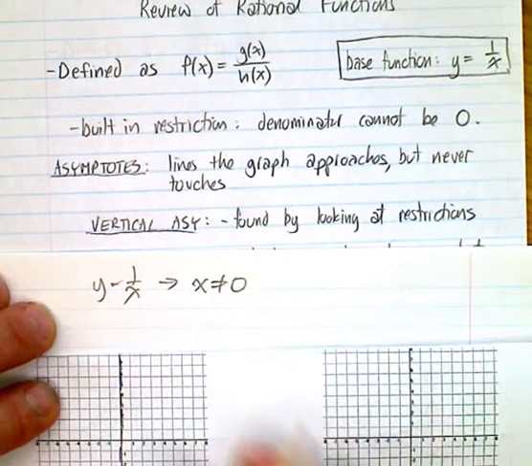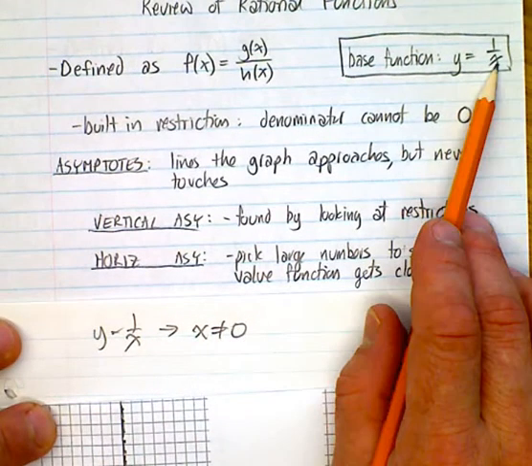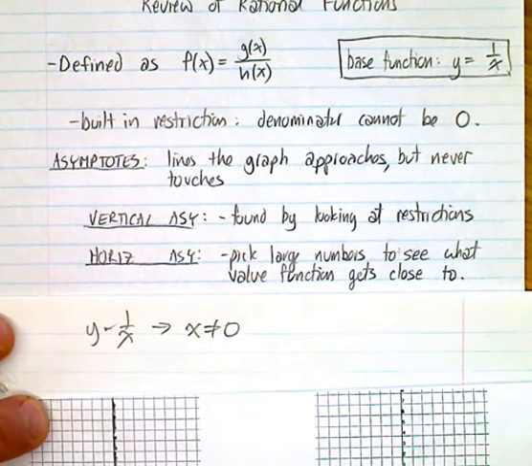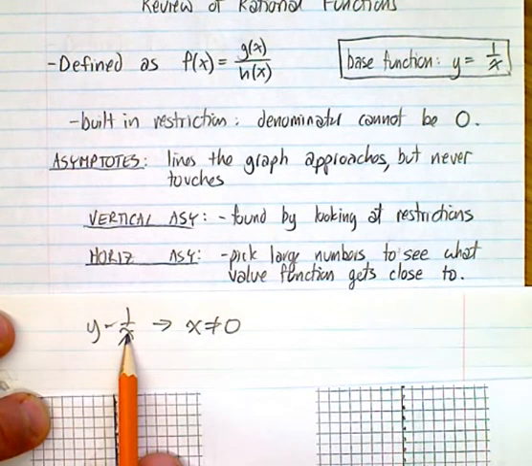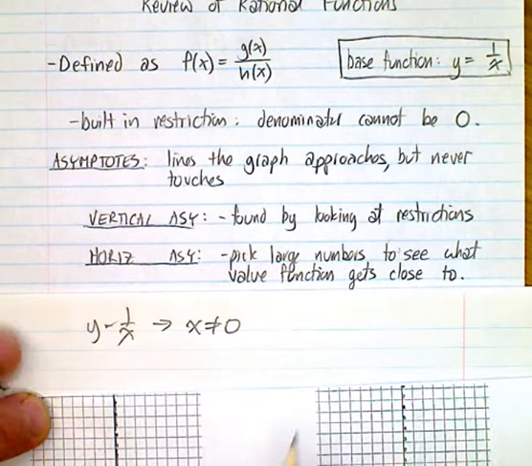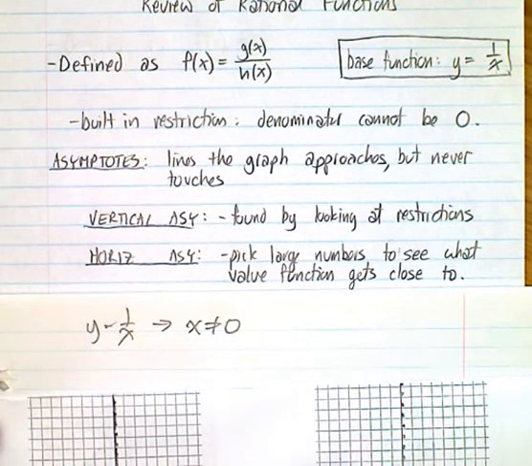Now, horizontal asymptotes, we find those by picking large numbers. That's one way to find them. We'll look at another way soon. Now, if I chose x to be 100, that'd be 1/100. 1,000 would be 1/1,000. So you see that it's getting closer and closer to 0. So that means that we have a horizontal asymptote at 0.